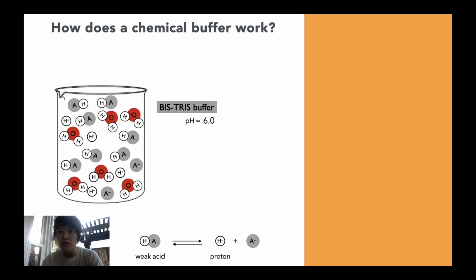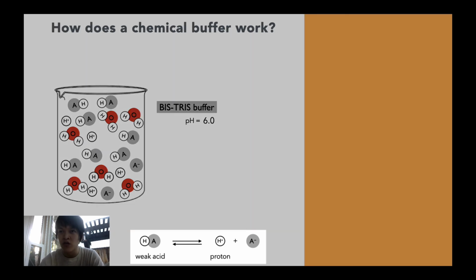As soon as the H+ is added to the solution, they're actually used up. That means that the pH will not drop. This is actually Le Chatelier's principle in action. So look at the equilibrium equation below, and I'll explain it to you in that way.